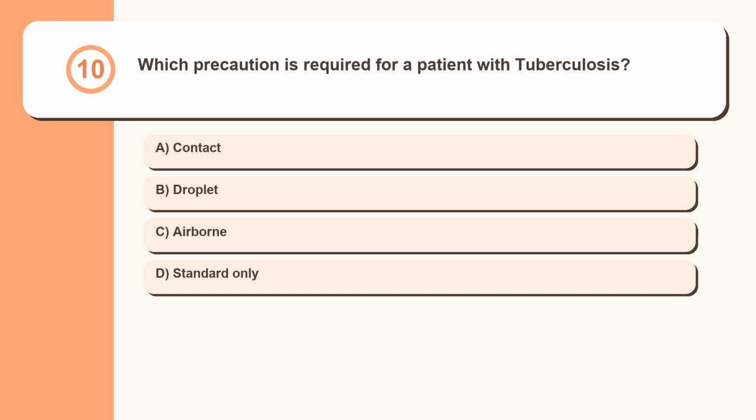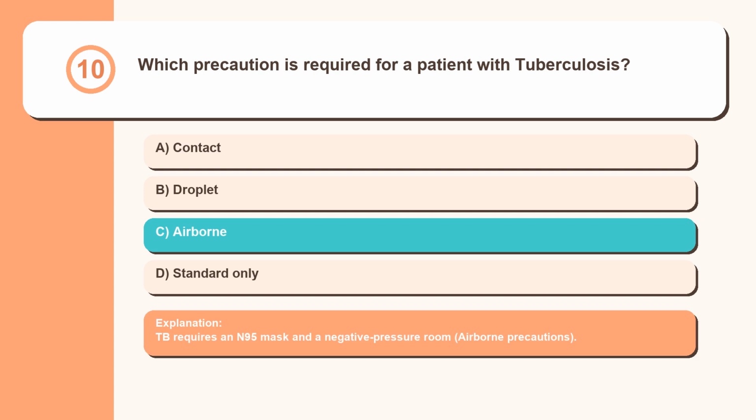Question 10. Which precaution is required for a patient with tuberculosis? Contact, droplet, airborne, standard only. TB requires an N95 mask and a negative pressure room, airborne precautions.